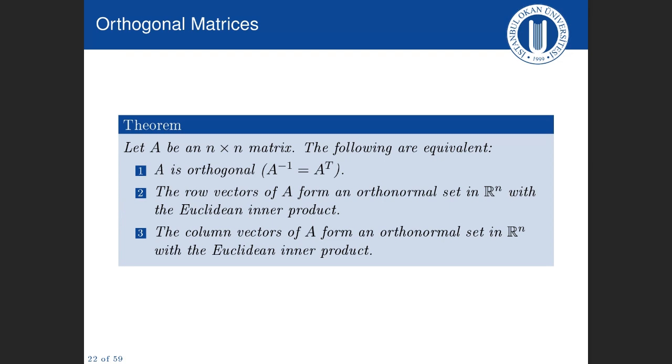The first theorem for today: let A be a square n by n matrix. The following three conditions are equivalent. That means these three conditions are all true, or these three conditions are all false for a particular matrix A. Condition one, A is orthogonal. That means A inverse is the same as A transpose. Condition two, the row vectors of A form an orthonormal set in Rn with the Euclidean inner product. And condition three, the column vectors of A form an orthonormal set in Rn with the Euclidean inner product. And I want to prove this.